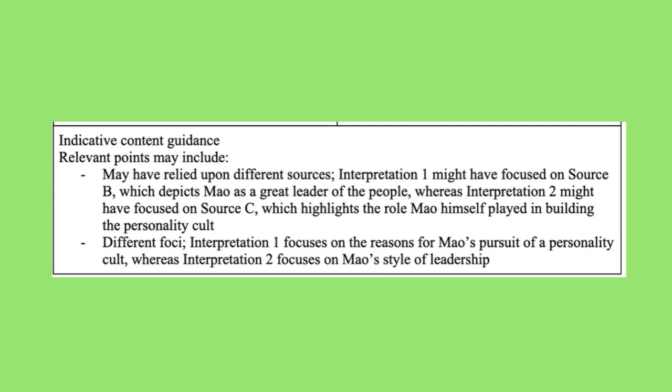Another point that you could have made was that there are different foci. Now, by that we mean that the interpretations are focusing on different things. They're trying to argue very separate arguments. So it's difficult to compare them because they're not looking at a similar topic. So to explain that a little bit further, you can say that interpretation 1 focuses on the reasons for Mao's pursuit of a personality cult, whereas interpretation 2 is focusing on Mao's style of leadership. So we can't really make a direct comparison there, and that's why they differ.